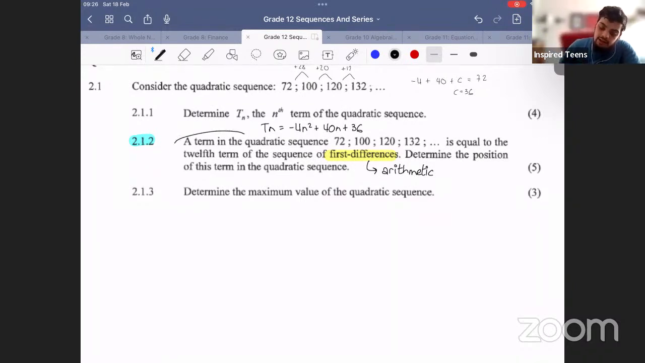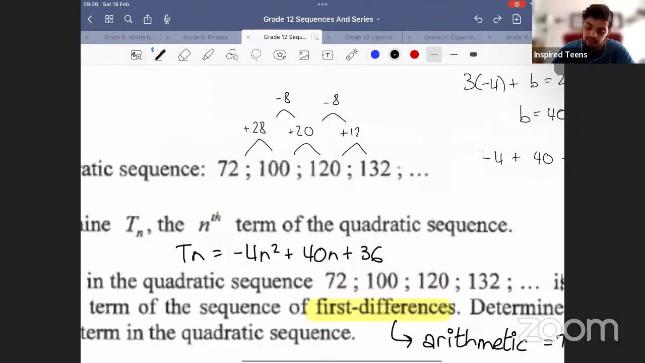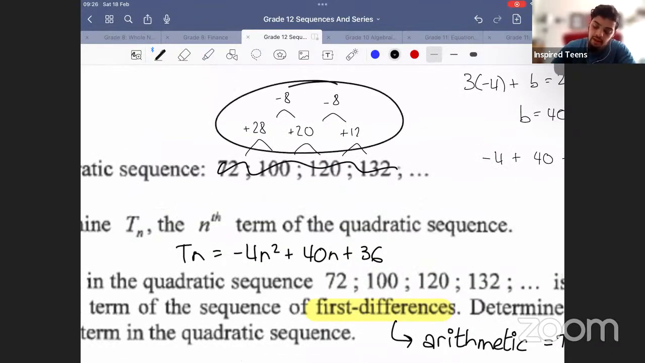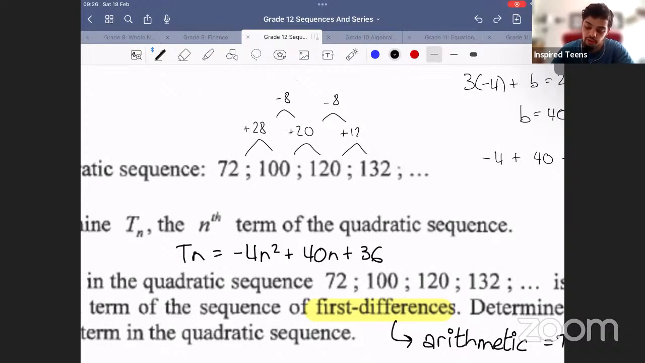Then you will say, okay, this term in the quadratic, the value of this term is equal to the 12th term in the sequence of first differences. So basically T12 in the arithmetic. So I need to get the value of that term. How? By solving for the arithmetic. If I ignore the quadratic, I have an arithmetic sequence. I can use the arithmetic general formula to solve for it.